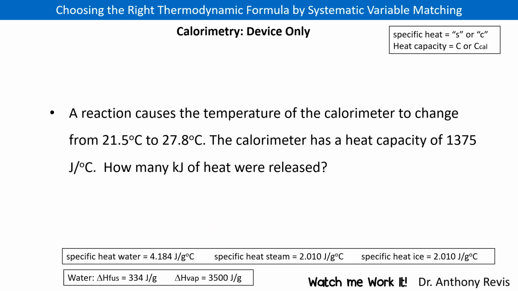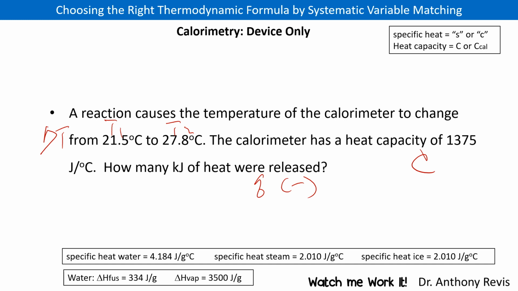So the next problem, we read it, and we have a reaction that causes the temperature of the calorimeter to change from T1 to T2. Okay, so that's my calorimeter change. So there's a delta T that I have there. And the calorimeter has a heat capacity, that's the capital C, of 1,375 joule per degree C. How many kilojoules of heat are released? This answer better be negative at the end. If it's not, I'm going to have to change my sign to negative.